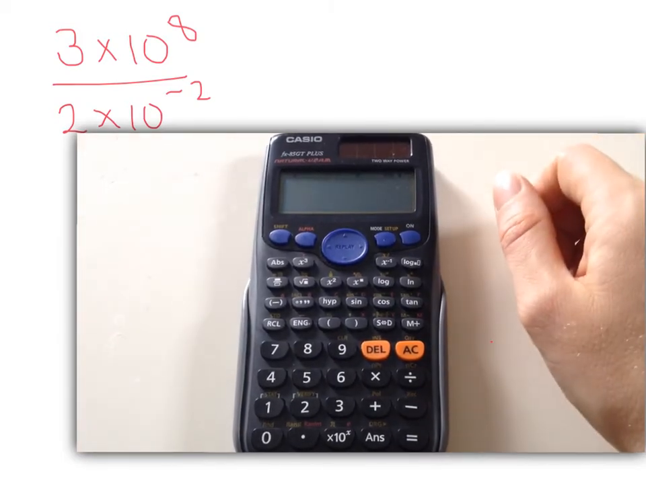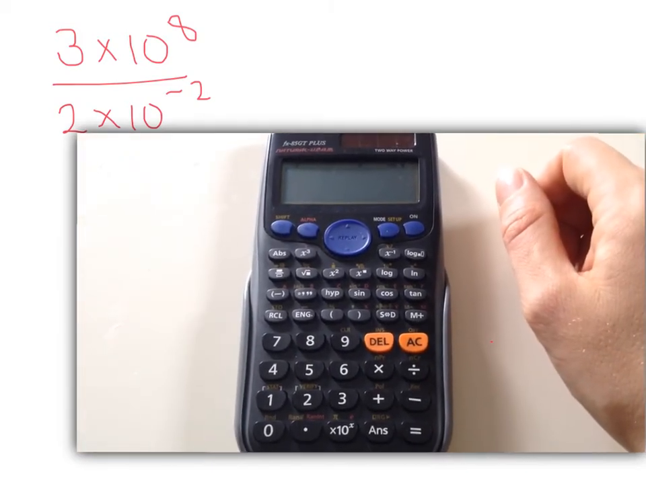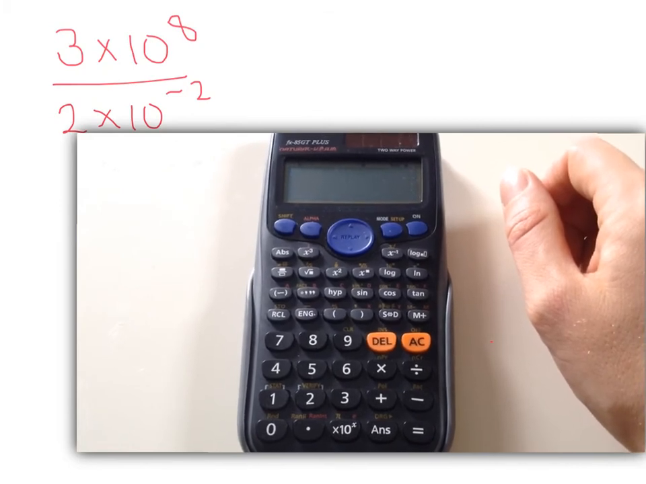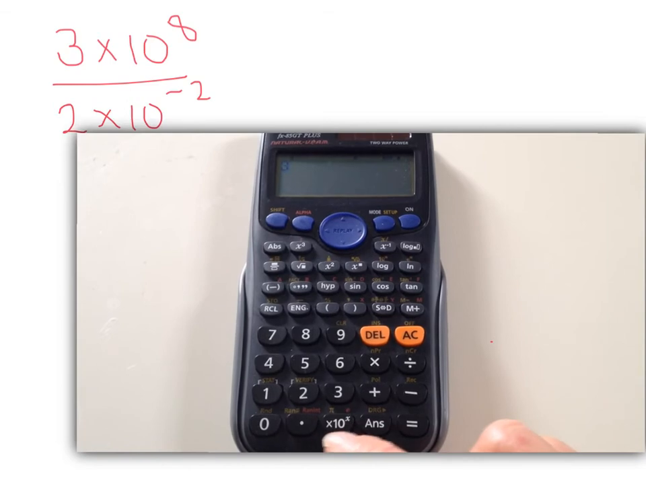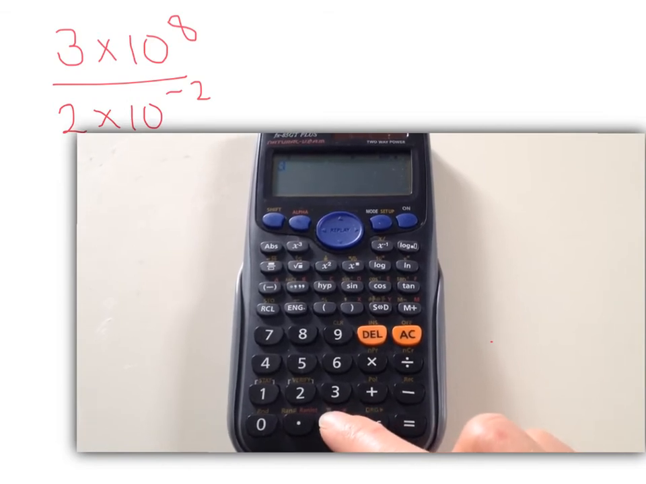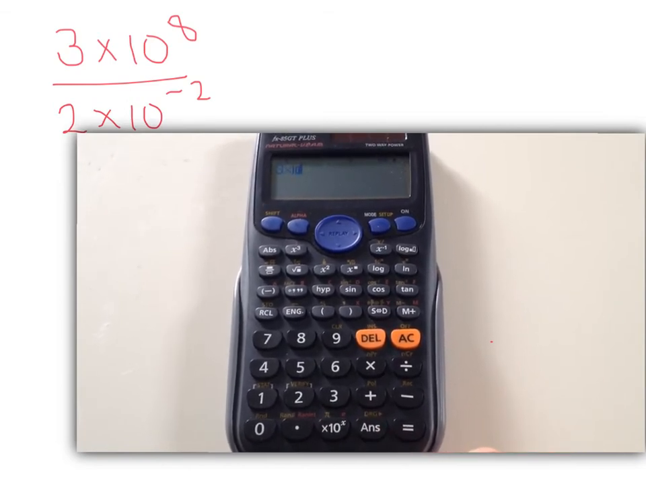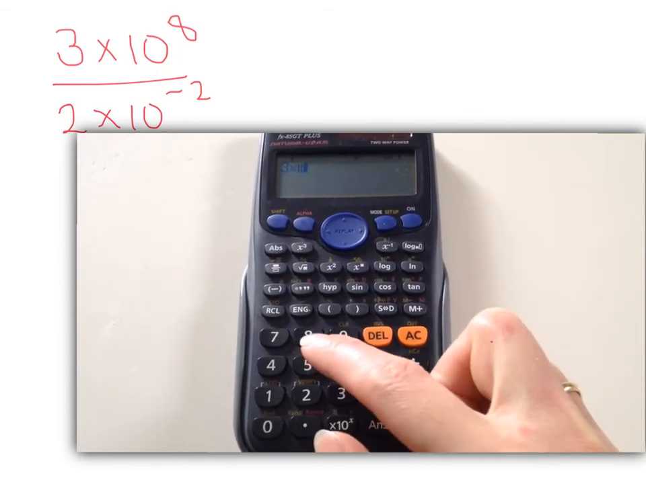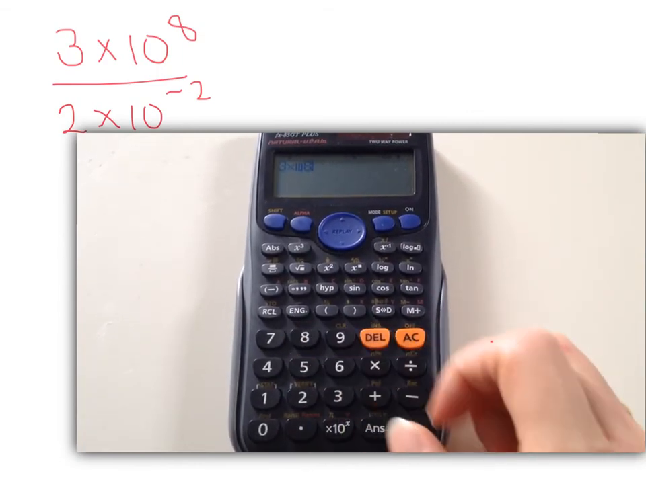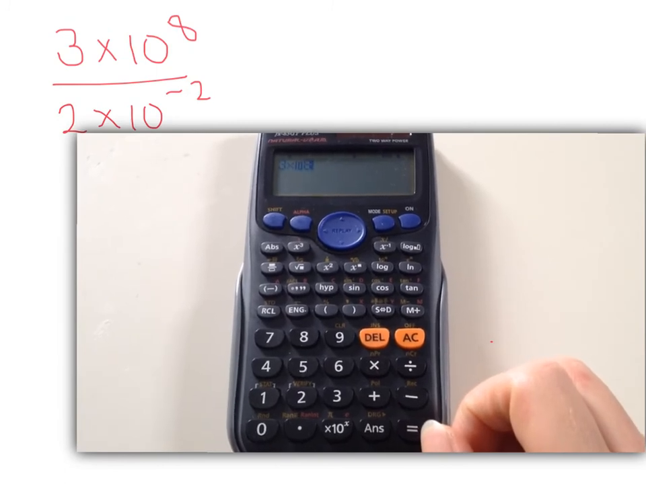Now I've got to work out how I'm going to put all these numbers into my calculator. I'll start with 3 times 10 to the power of 8. So I've got my 3. Then I'm going to use this button at the bottom here. You can see that it comes up on the screen with a times 10. If I then type the 8 in, that gives me 3 times 10 to the 8.